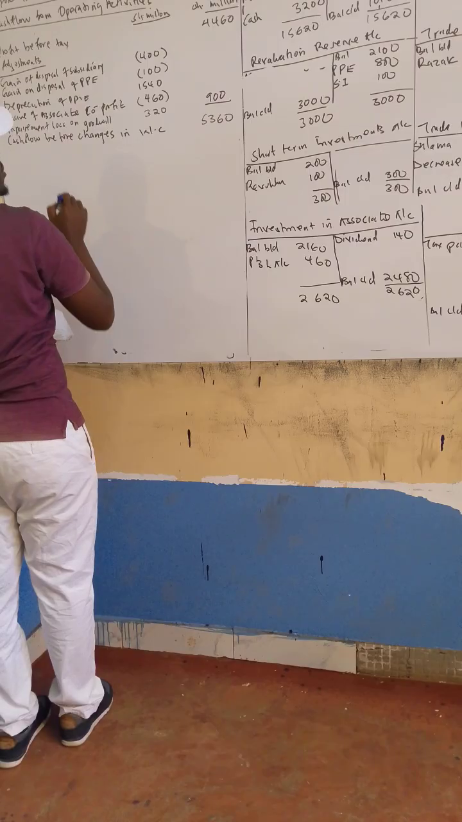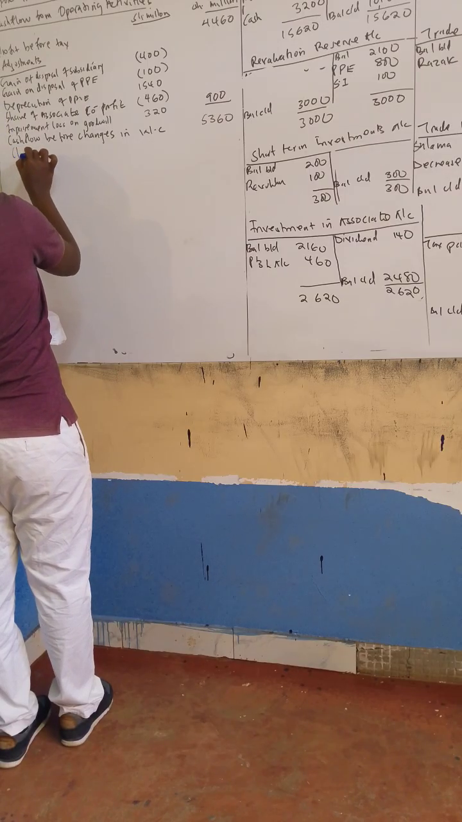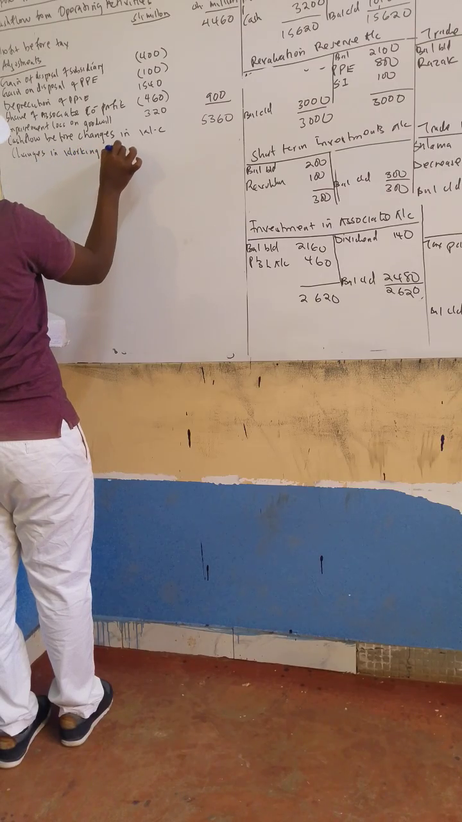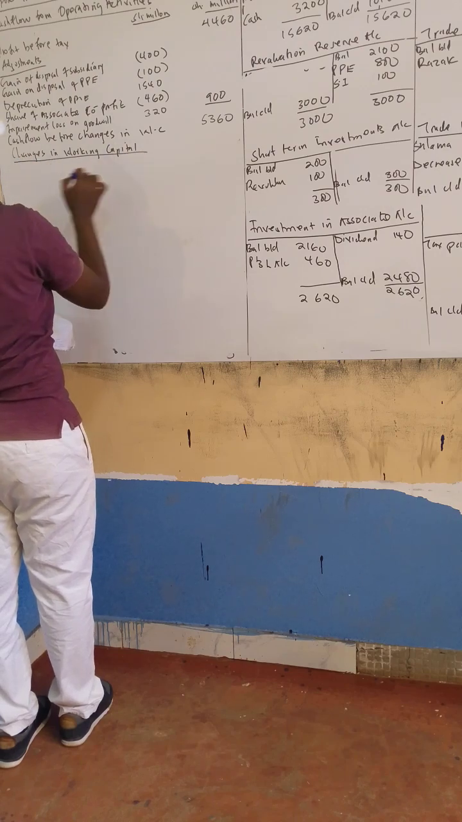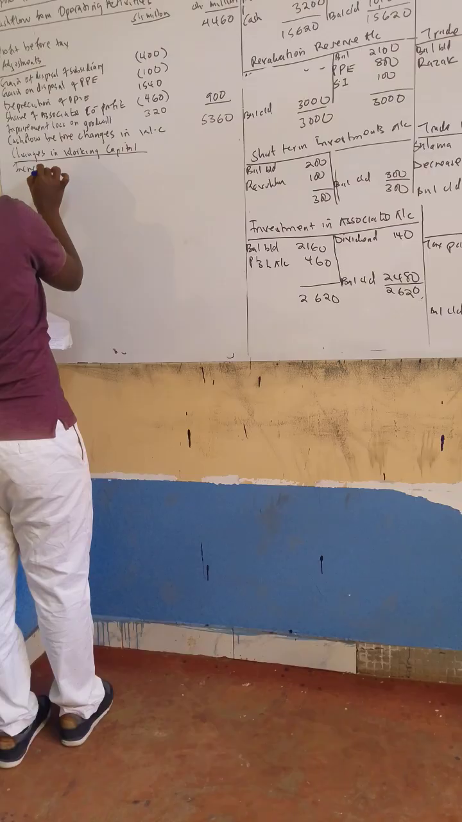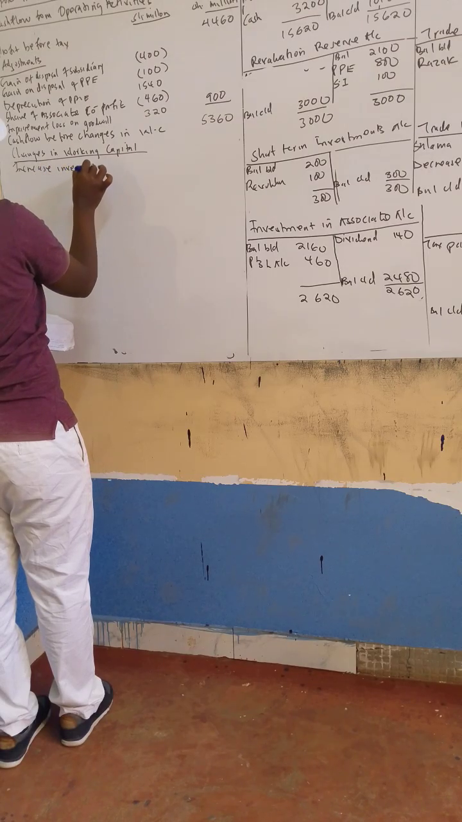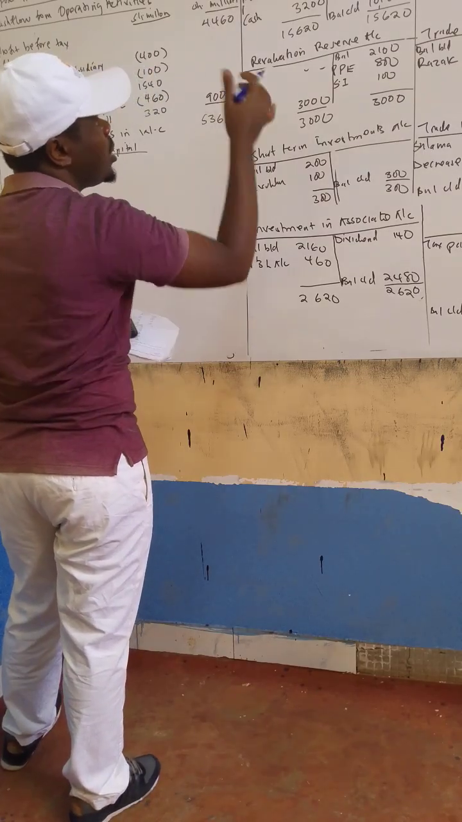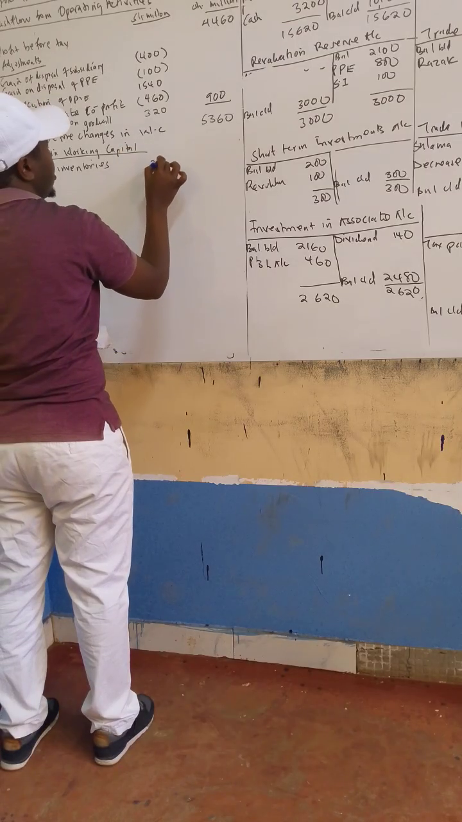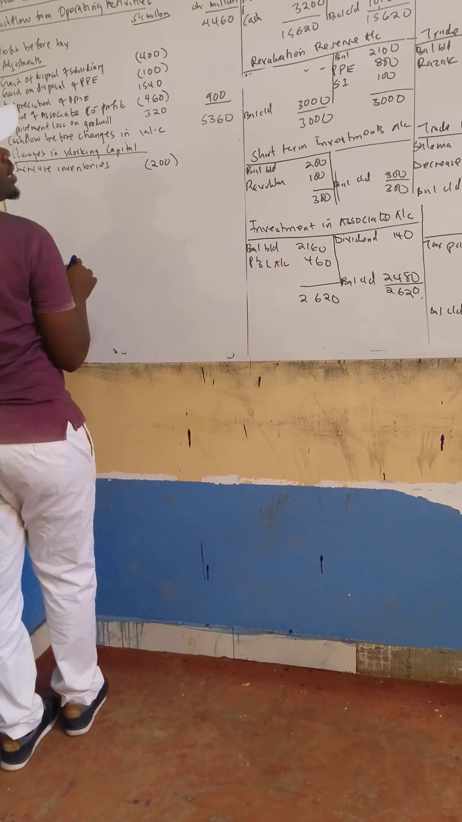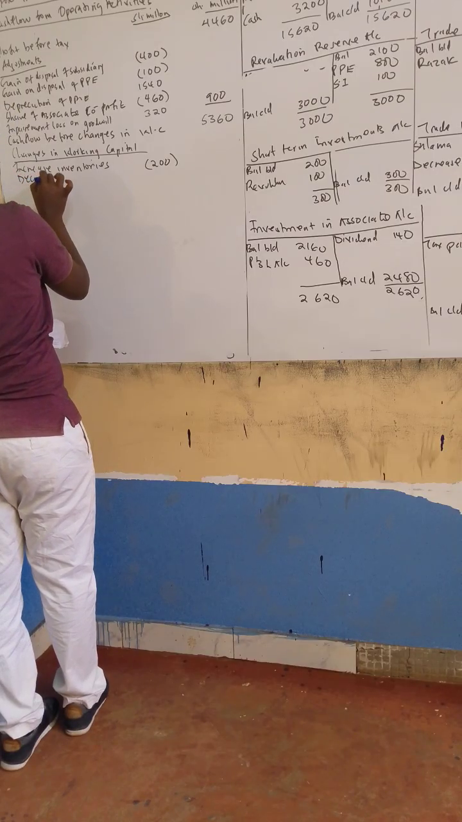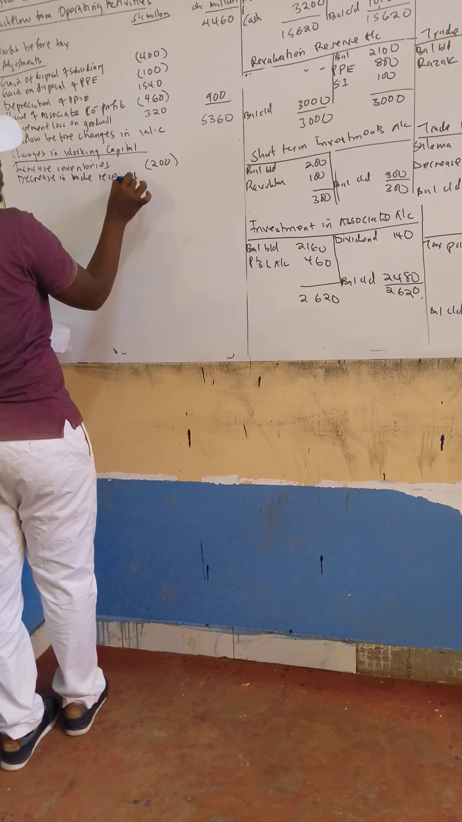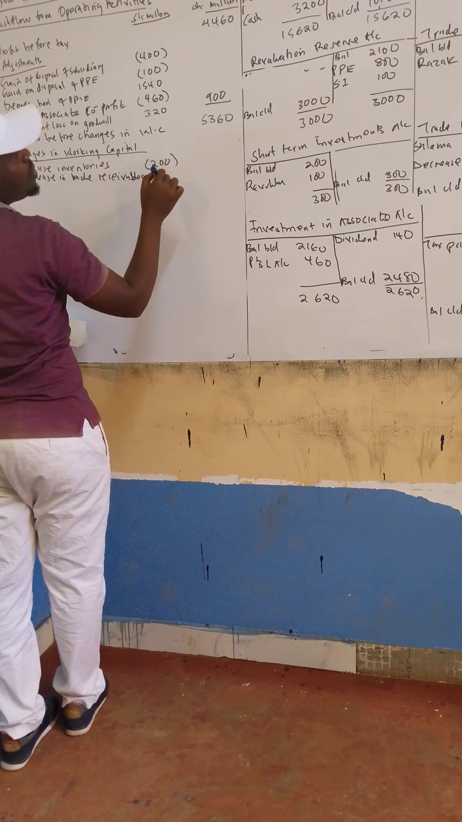And then we have changes in working capital. We can look at increase in inventories. You can see it was 200. Of course, anytime there's an increase, you deduct. There was a decrease in trade receivables, which was 40.